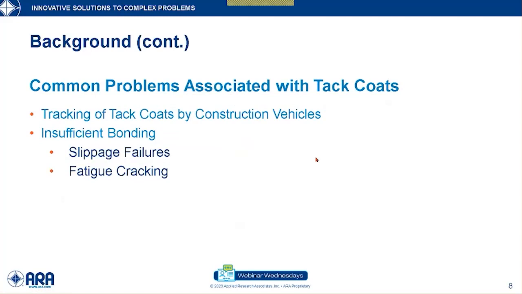Let's discuss some common problems that the users of tack coat face. At first is the tracking of tack coat. Tracking of tack coat means the picking up of tack coat by construction vehicle tires. So what happens if there is tracking? If there is tracking, there will not be enough tack coat present in the interface of your two layers. So there will be insufficient bonding because of the lack of a proper tack coat, that will lead to slippage failure, and that will ultimately lead to fatigue cracking.